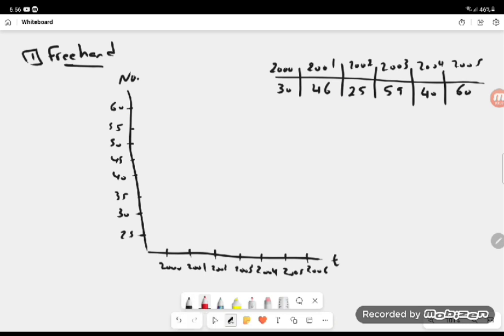In year 2000, it's 30. 2001, 46. 2002, 25. 2003, 59. And 2004, it's 40. 2005, it's 60. So this is step number one, which is plotting the scatter diagram. Step number two is to draw a freehand smooth curve, joining the points together. Here is the freehand curve.